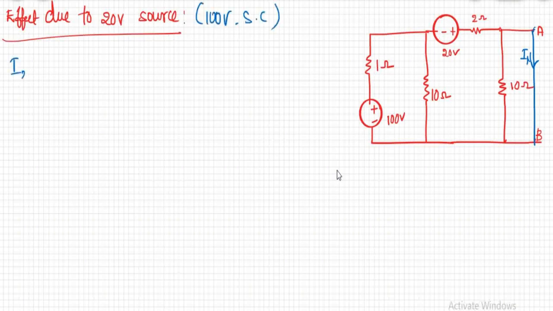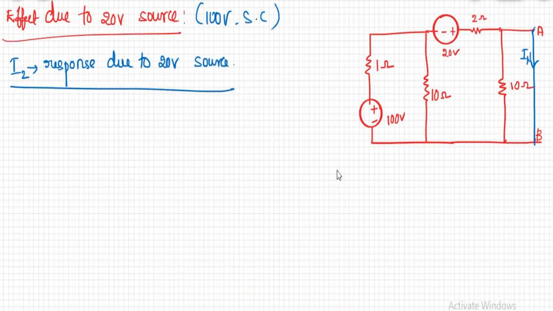Let us assume I2 is the response due to the 20 volt source here. So I am going to find I2 here. For that I am going to replace the 100 volt source with a short circuit because it is a voltage source. That should be removed, that means short circuited. Okay, I am short circuiting the 100 volt source here.